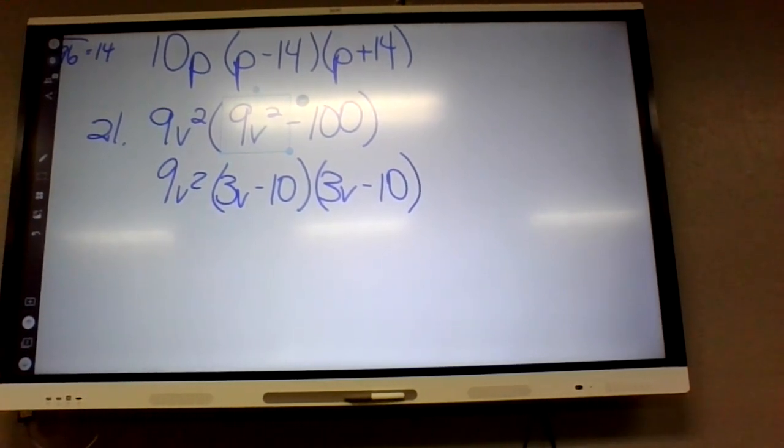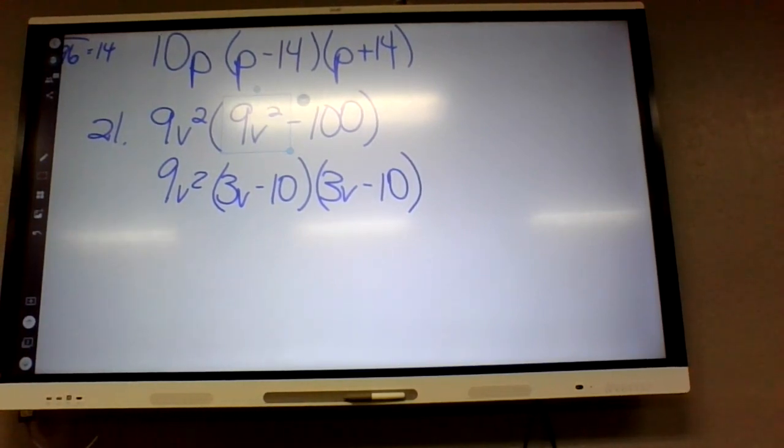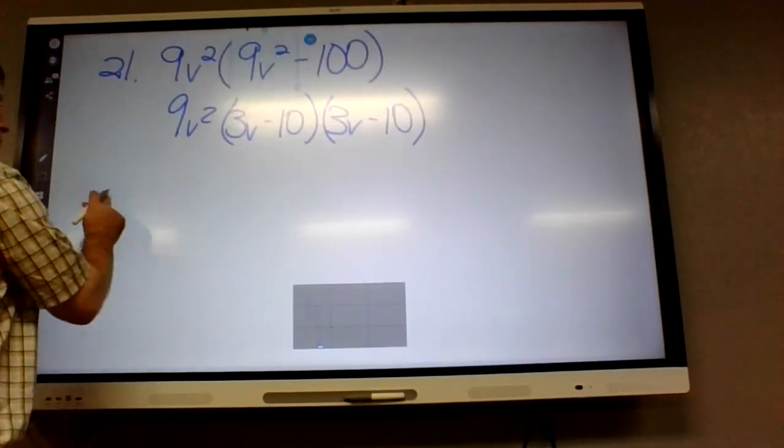On to the challenging. Nothing is new on the third page. It's just kind of a combo. Mostly it's yesterday's stuff. Anyways, number 1.